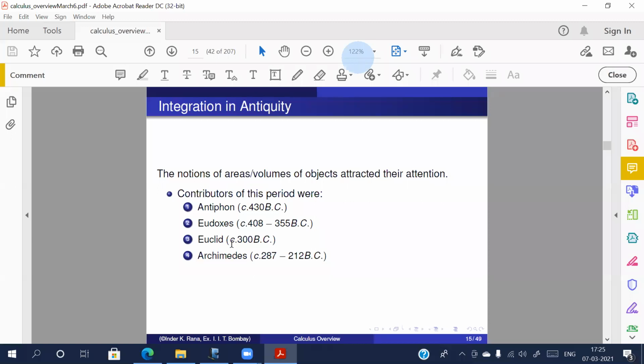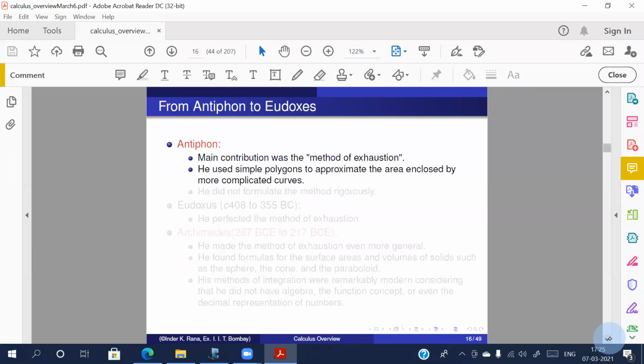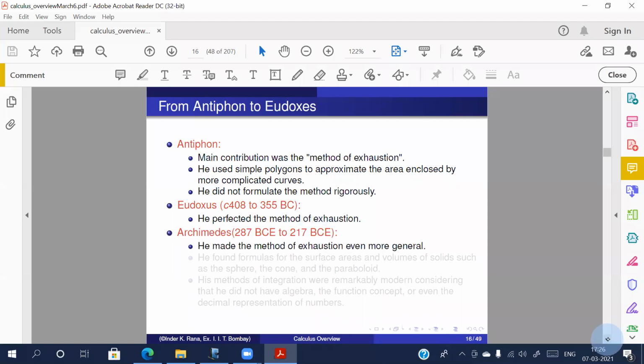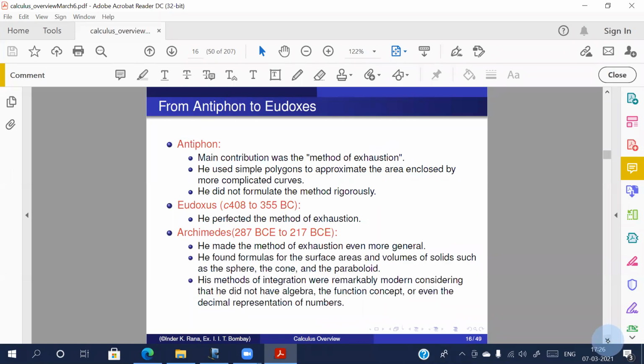So let us look briefly at these things. Antiphon's main idea was something called the method of exhaustion. He used to find approximate areas using polygons and close-by polygons and so on. He did not formulate his ideas very rigorously. Eudoxus perfected this method of exhaustion a bit more, and it was later used by Archimedes to find various formulas for volumes of solids.